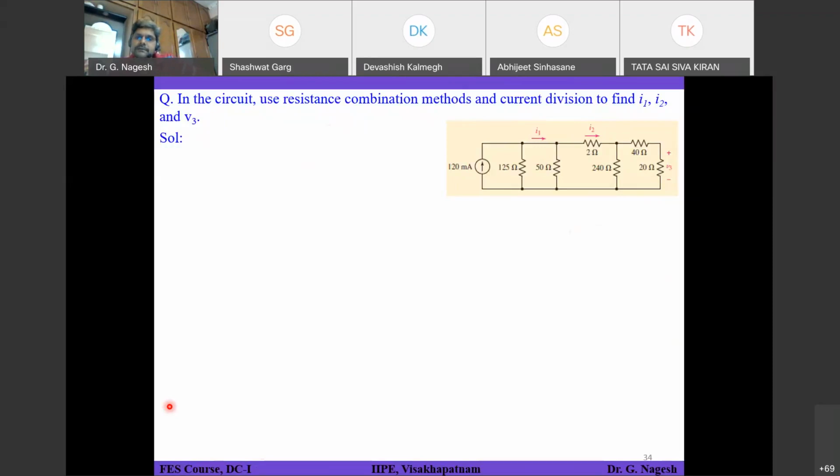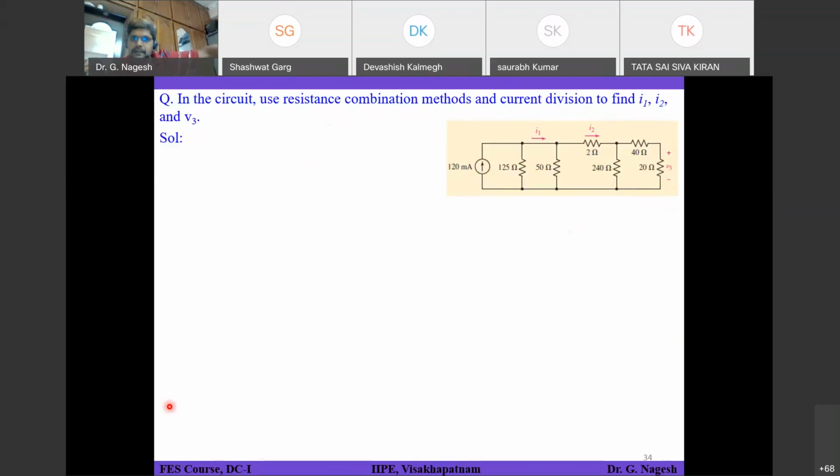First thing, combining 40 and 20, 60 ohm. Then 240 is in parallel with 60 ohm. Then that will be 48 ohm. Then 48 ohm and 2 ohm are in series, then 50 ohm. Then again 50 ohm in parallel, then 25 ohm. Then I use KVL across the outer circuit.